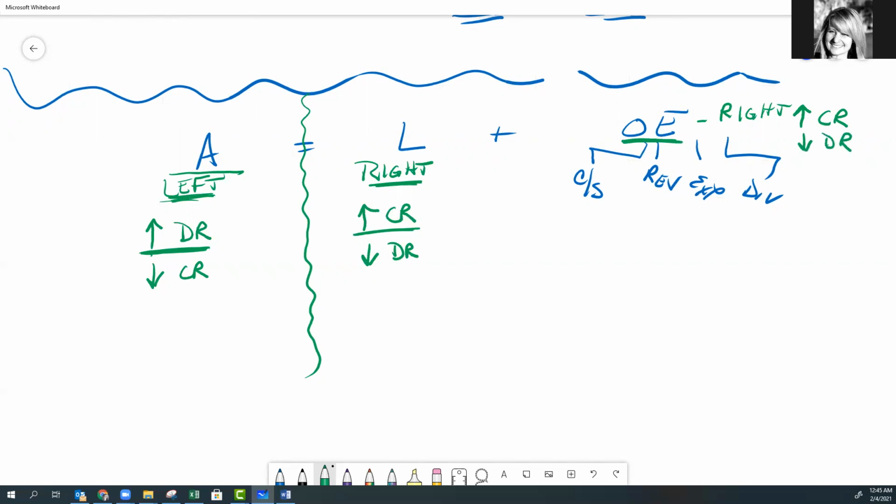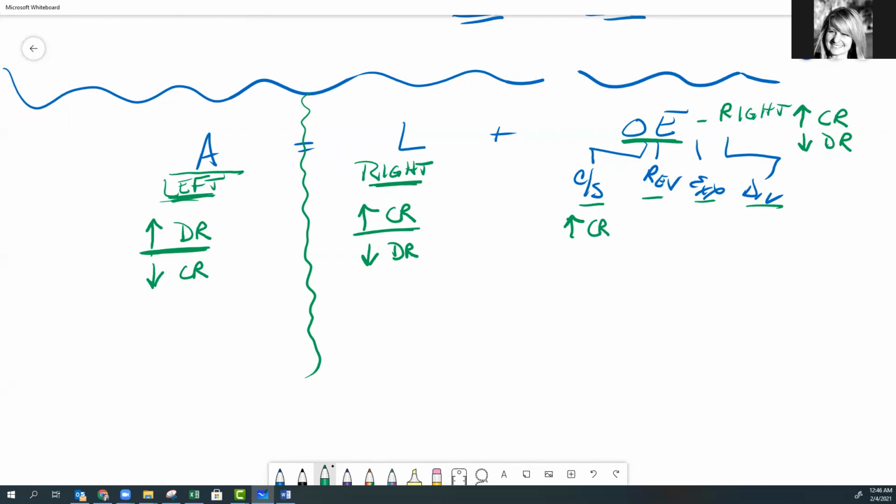Okay. So what we have to be careful of is when we're talking about common stock, revenue, expense, or dividends, we have to think about what effect these things have on owner's equity. When common stock increases, owner's equity goes up. So how do we make owner's equity go up? We make owner's equity go up with a credit.